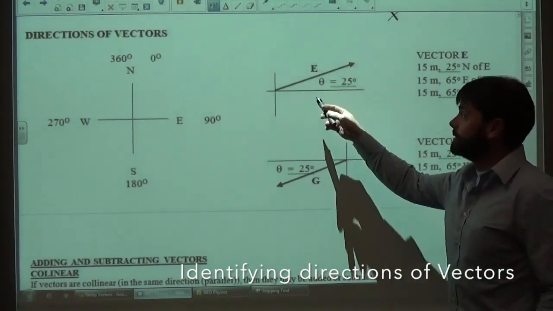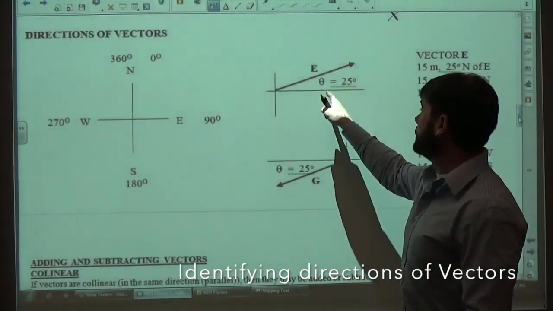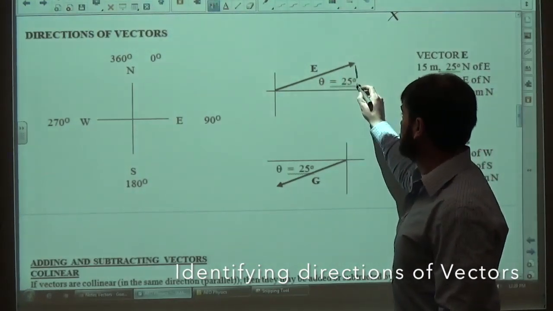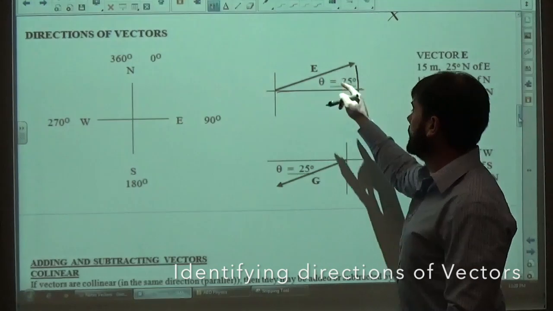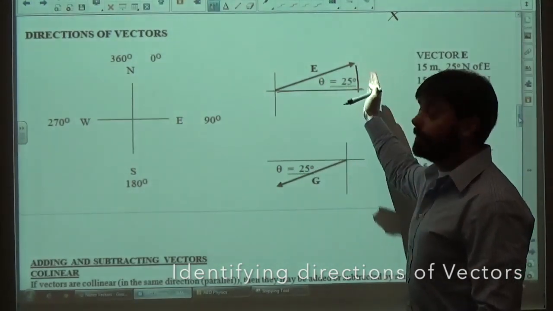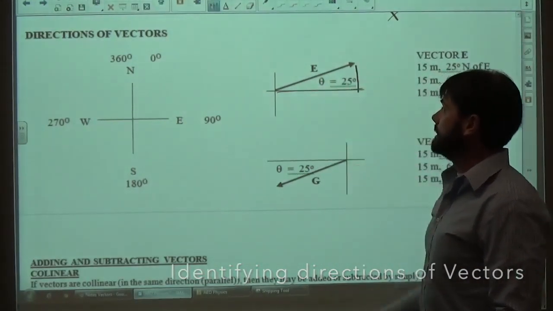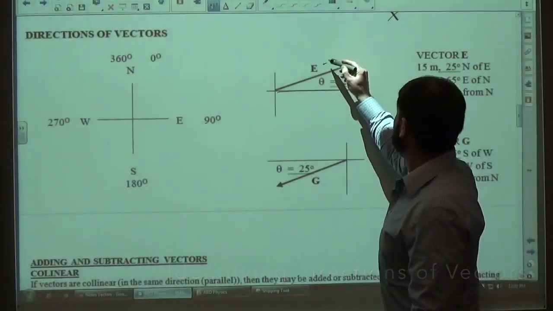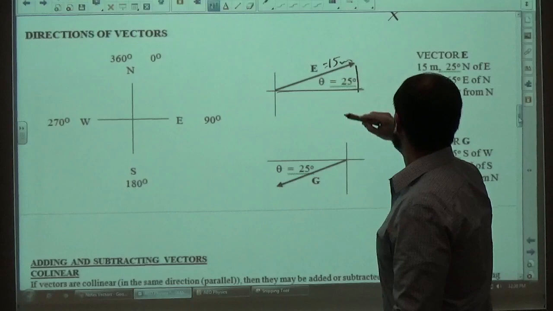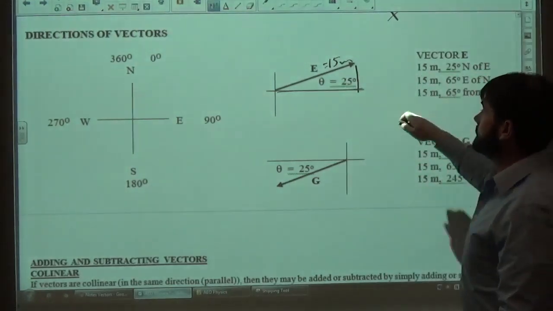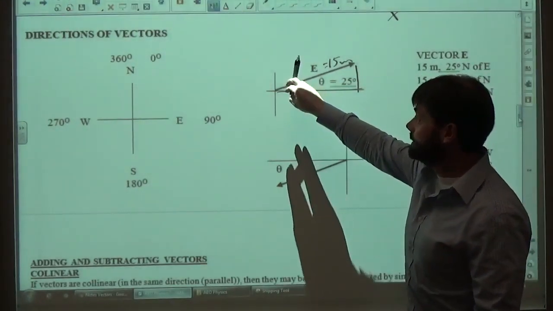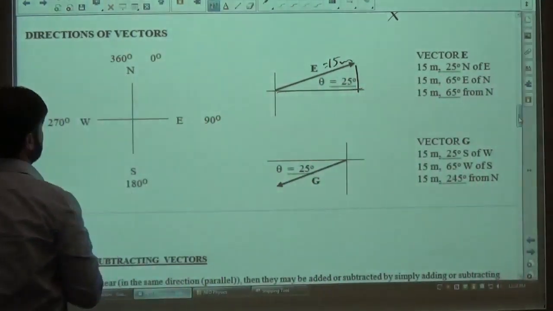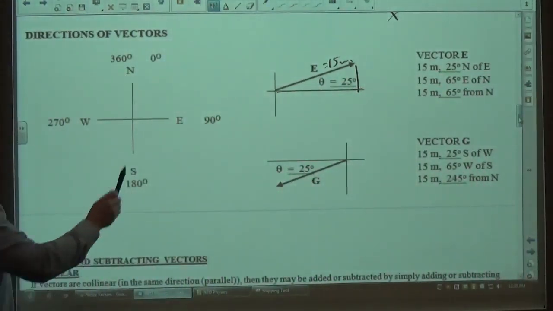So first example, here's a vector E. In the diagram, they show theta to be 25 degrees, assuming that the triangle is drawn this way. We have 25 degrees here, our y would be our opposite, our x would be our adjacent if we knew what E was. So we can say that E is equal to, they give us a value of 15 meters. It's 25 degrees north of east if we're using a 360 degree bearing, and this is pretty common also in terms of navigation.